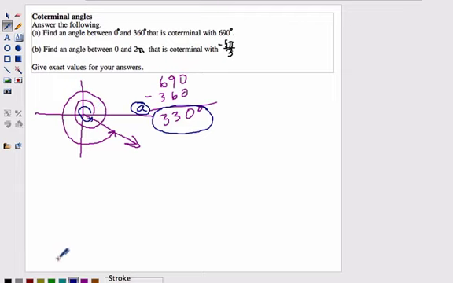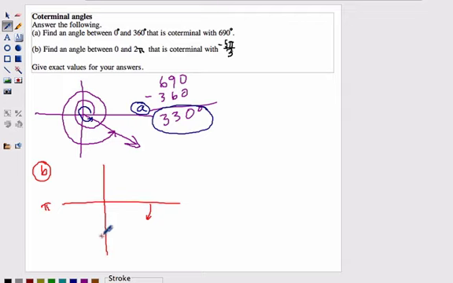For part B, they give us a negative angle to start with. What that means is I am rotating in the negative direction. So instead of going counterclockwise, I'm going clockwise from my positive x-axis. So I'm heading in this direction. Well, I know that 5 pi over 3 is bigger than pi. Pi would be like 3 pi over 3. So it's somewhere over here, quadrant 1 or quadrant 2.